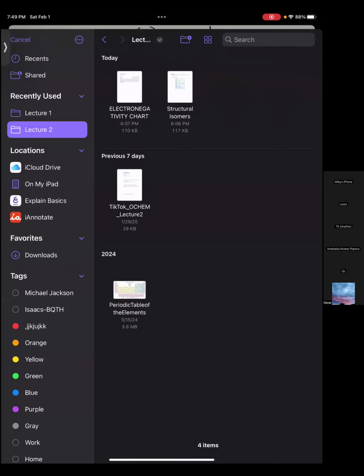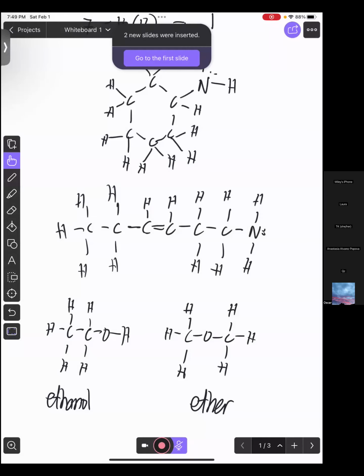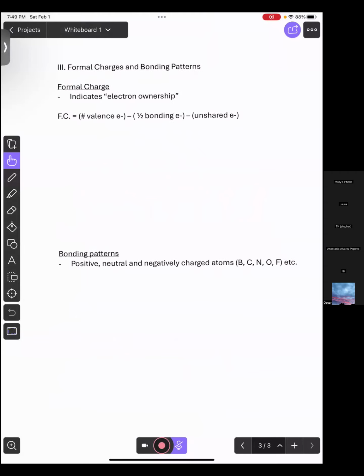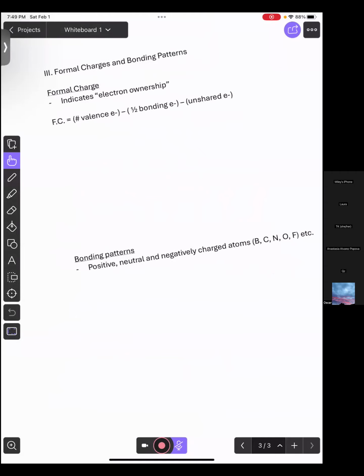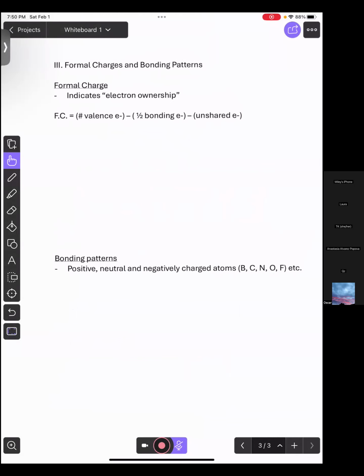And that's because we need to look at atoms that are not neutral anymore. We've been focusing on atoms that are neutral, and sometimes atoms are going to have a charge. And the question is, how do you recognize when an atom has a charge? And how do you calculate it? And so formal charge really is a really cool concept in organic chemistry, and it really indicates electron ownership.